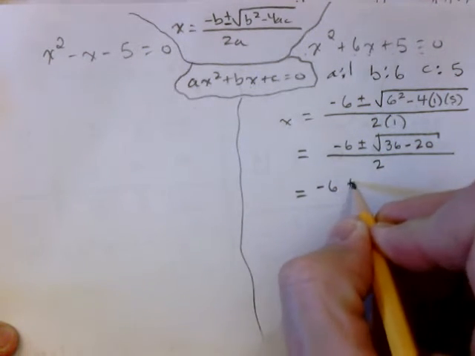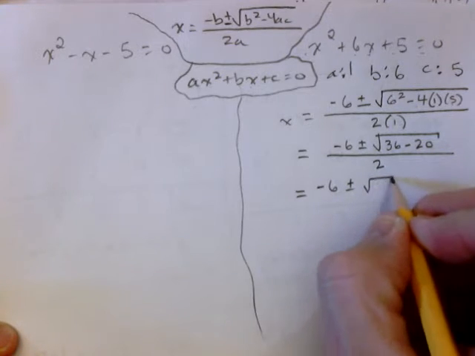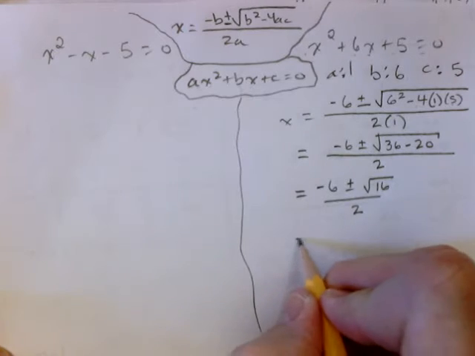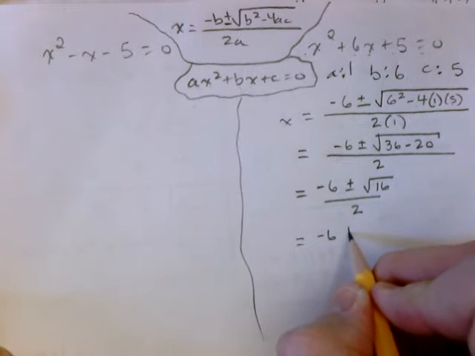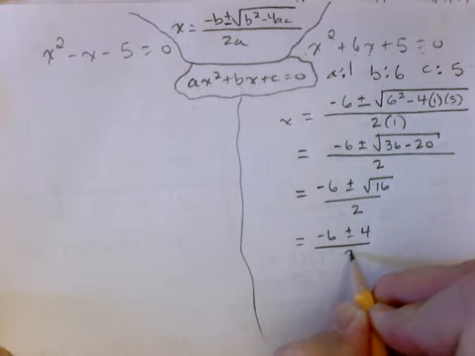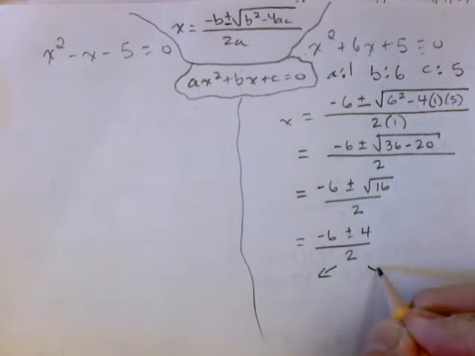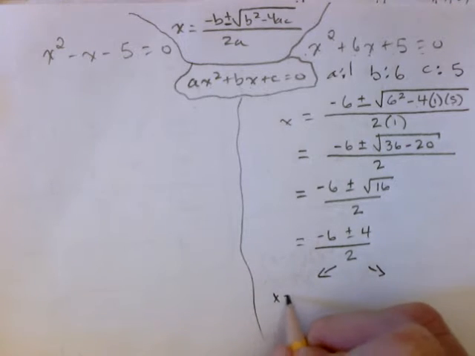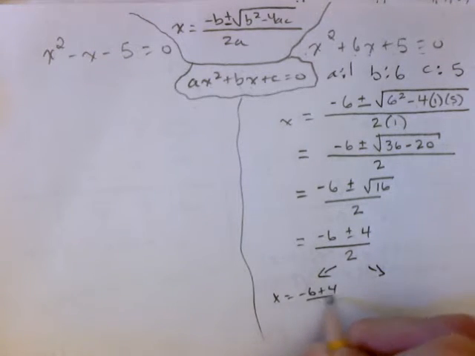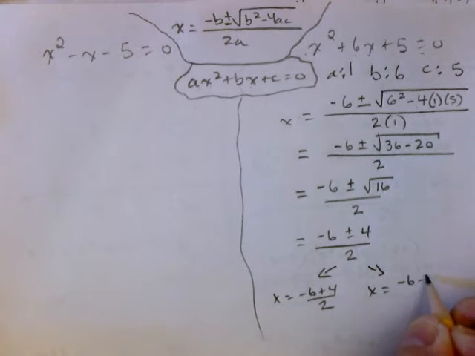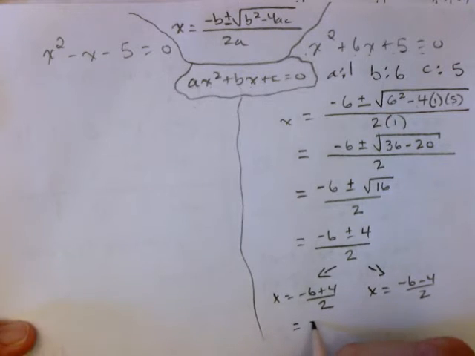Okay, negative 6 plus or minus 36 minus 20 is 16 over 2. Square root of 16 is 4. All right, so here's where we're going to go ahead and split. x equals negative 6 plus 4 over 2. x equals negative 6 minus 4 over 2. So negative 6 plus 4 is negative 2 over 2.